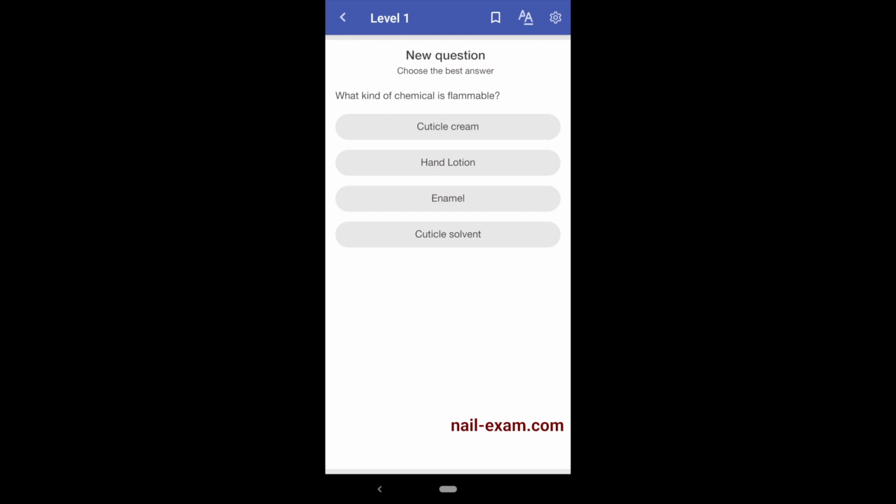What kind of chemical is flammable? Answers: A. Cuticle cream. B. Hand lotion. C. Enamel. D. Cuticle solvent. The answer is C.